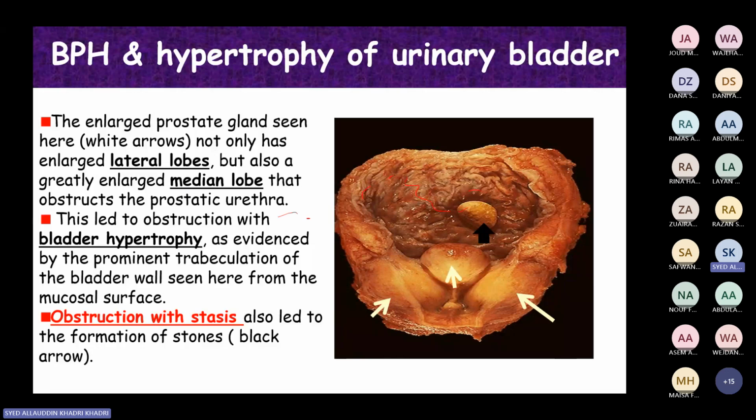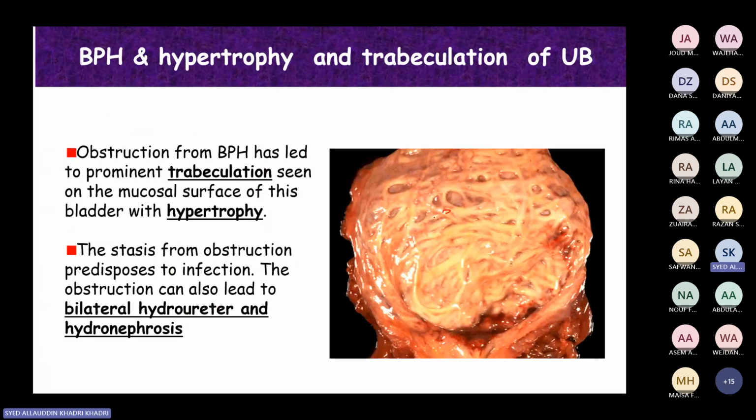Obstruction and stasis. When the urine is not able to move, what can you expect? That leads to formation of stones and even cystitis, and back pressure can cause pyelonephritis, all such things which we discussed in our case. You can see the trabeculation very clearly over here, the trabeculation that resulted from the BPH, seen on the mucosal surface of the bladder with the hypertrophy. So the stasis of the obstruction predisposes to cystitis and pyelonephritis, leading to bilateral hydroureters and hydronephrosis, and that's quite logical. I told you that's why this particular practical will be important for you, inshallah.